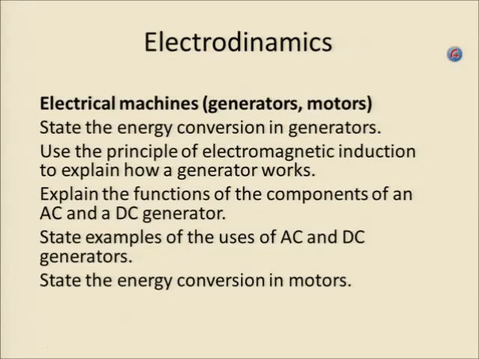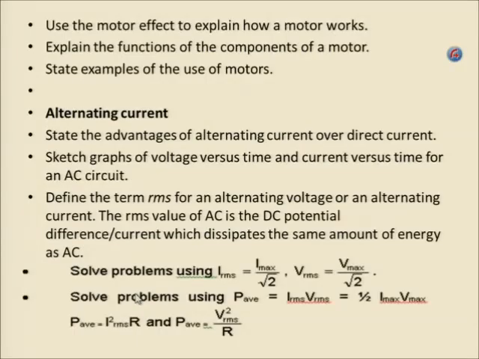You will see, I will later also summarize this part for you. Right, then we will explain the functions of the components of an AC and a DC generator. We will state examples of uses of AC and DC generators, and we will state the energy conversions in motors. Right, so that is, in short, some of the things that we will expect. In the motor also, we will expect you to explain how the motor works. We will look at the functions of the components in a motor, and we will also state examples of uses of motors.